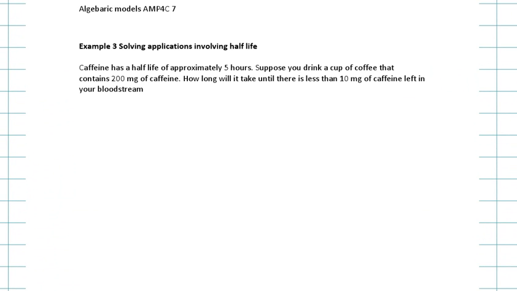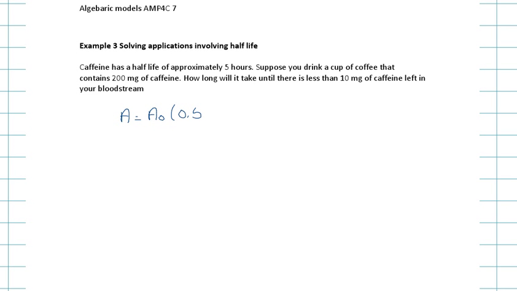So what kind of question is this? Half-life question. So what formula am I going to use? A equals A0 times 0.5 to the power of t over h. Good. Now let's start filling out the unknowns. So what do I know?